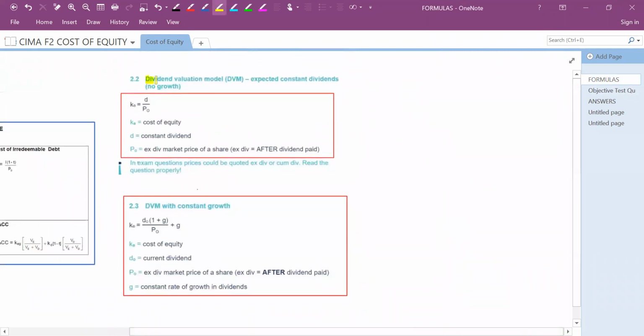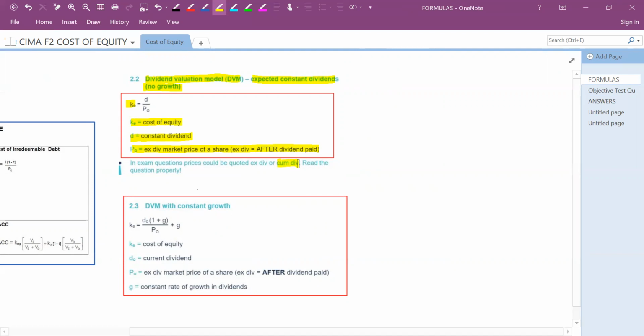First of all, there is a dividend valuation formula for scenarios where there is no growth expected in dividends. So here, the cost of equity is equal to the current dividend divided by the ex-div share price. This is a post-dividend share price, the share price after the dividend has been paid. Sometimes in exam questions, you're given the share price before a dividend is paid, and that's described as the cum-div price.